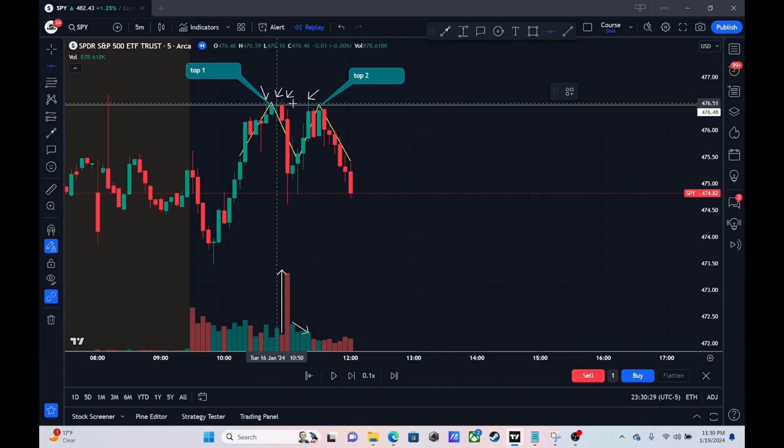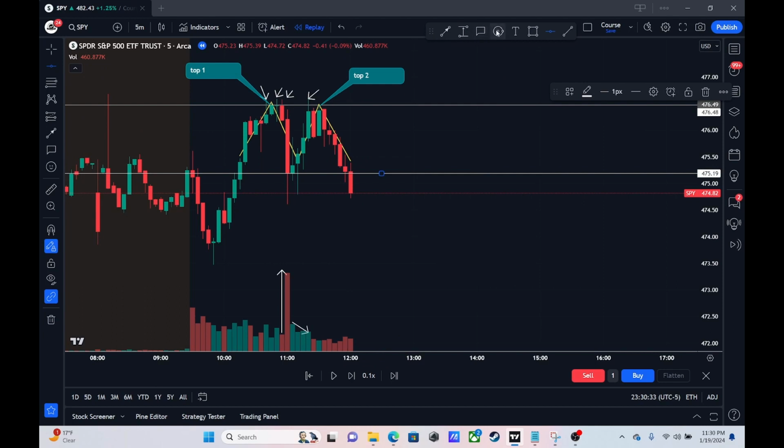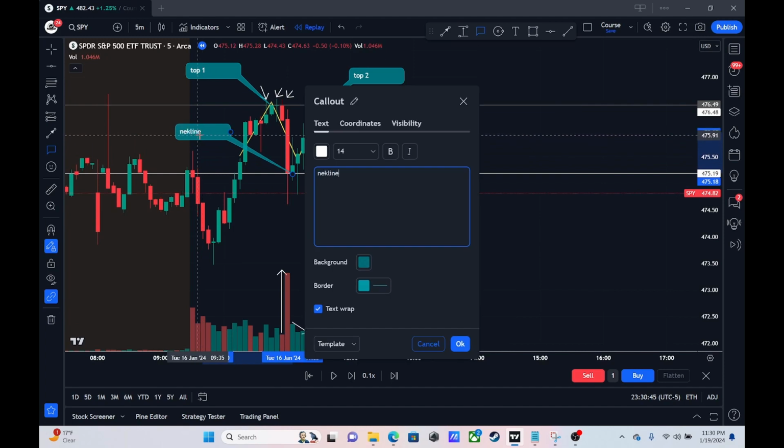And now, of course, now that we've defined the two tops as well as the resistance, we need to define the neckline. So the neckline comes here. This is where we pivoted and reversed into our second attempt. I'm not going to mark the candle wicks; I prefer to mark the candle bodies. So we can say this is the neckline. Then we wait for a close below the neckline to confirm our pattern.